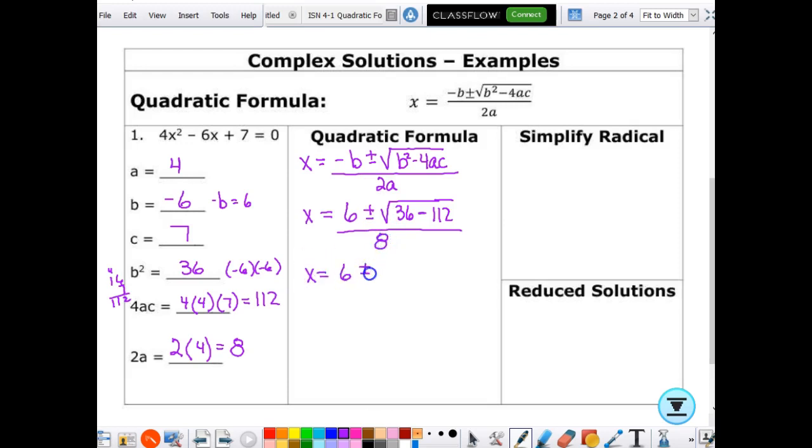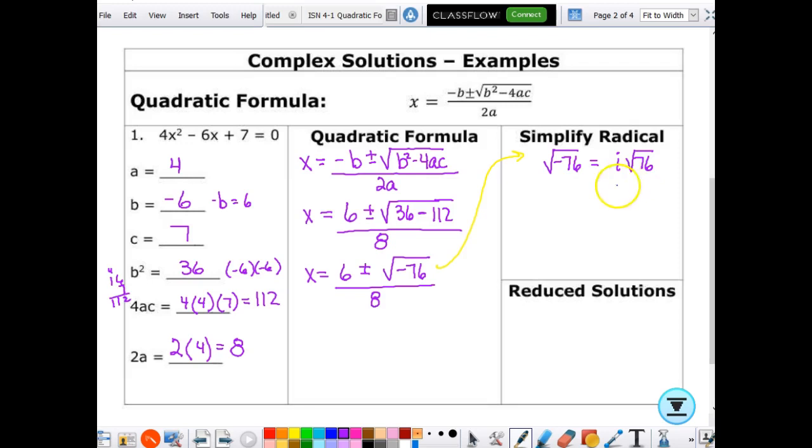So 6 plus or minus. Take your calculator and do 36 minus 112. 36 minus 112 is -76 over 8. So I can't have a -76. So I go over here. I can't have a negative underneath the square root sign, and 76 is not a perfect square. So I need to play with that a little bit. I'm going to just immediately take that negative out and call it an i. And I'll have that part done.